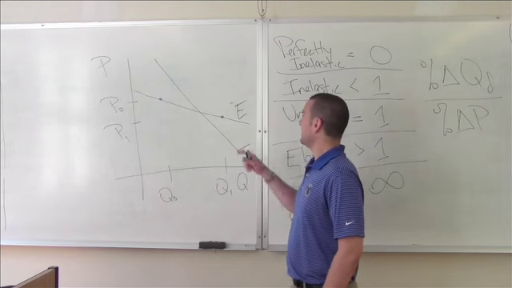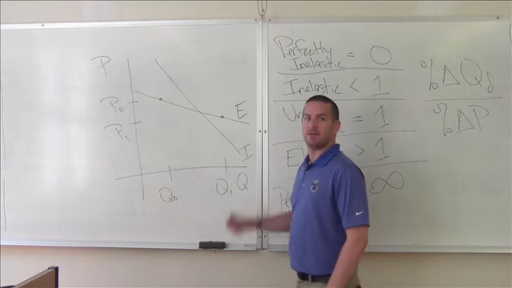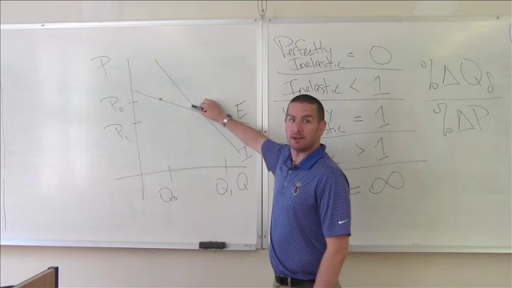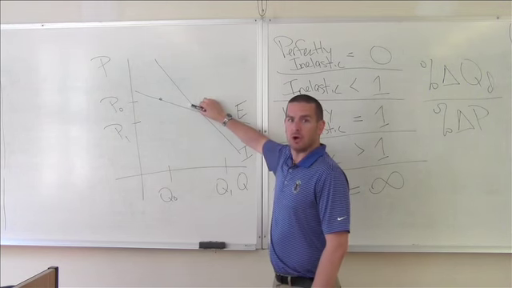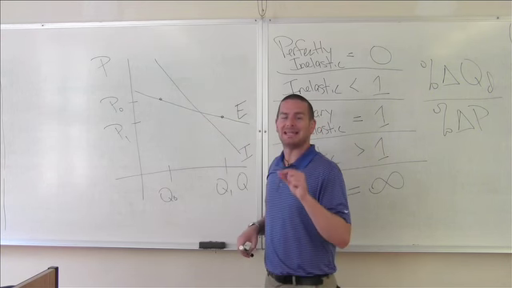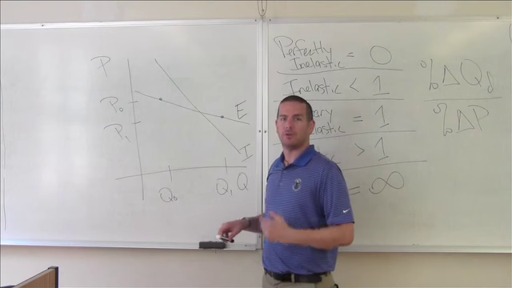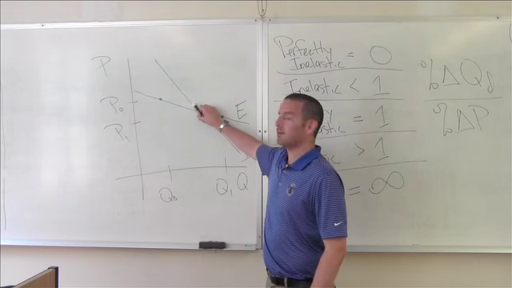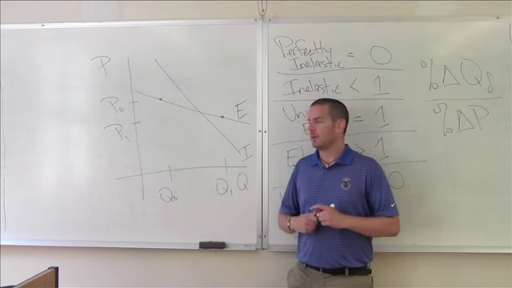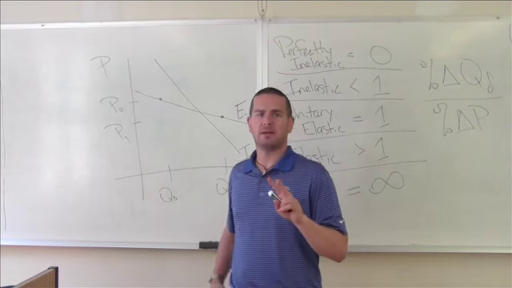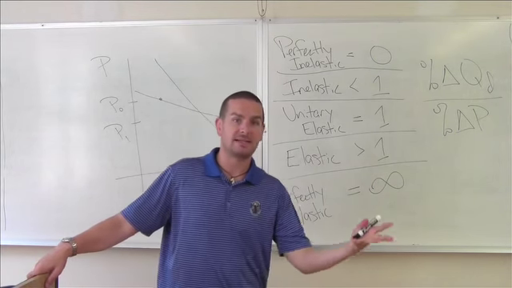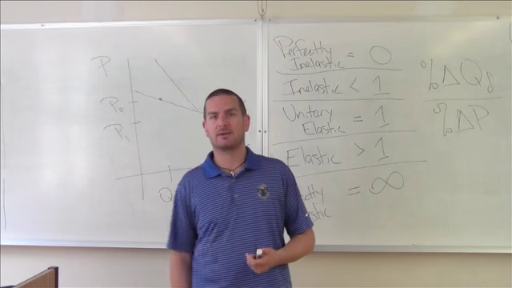So, if you had an elastic demand curve, it's very horizontal. On the other hand, if you had an inelastic demand curve, then it would be much more vertical. So, those are the two big elasticity concepts. There's inelastic and there's elastic.